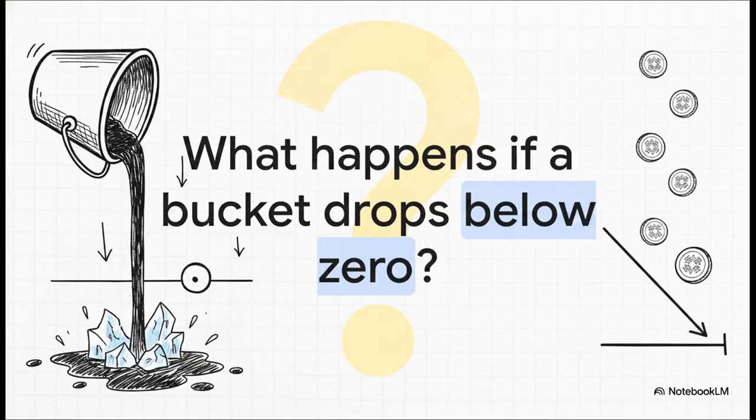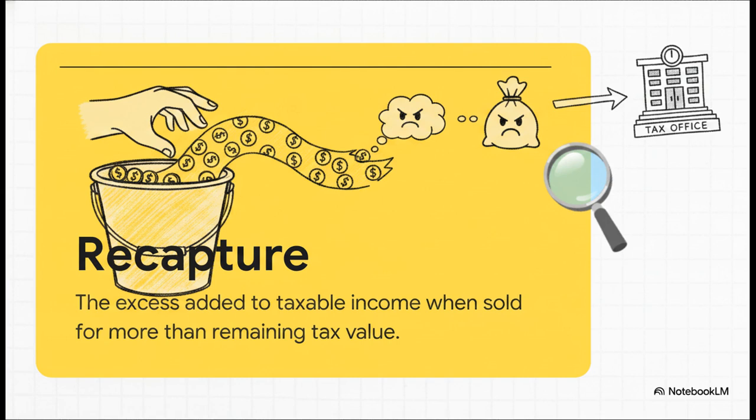But what happens if a bucket actually drops below zero? This right here brings us to the system's biggest trap, recapture, which is also known as a balancing charge. Think about it for a second. You cannot own less than zero value of assets. If a bucket holding 20,000 riyals of value is hit with a sale of 100,000 riyals, you've essentially scooped 100,000 out of a bucket that only had 20,000 inside. That impossible extra amount isn't just some weird mathematical quirk, it is a direct clawback from the tax office.